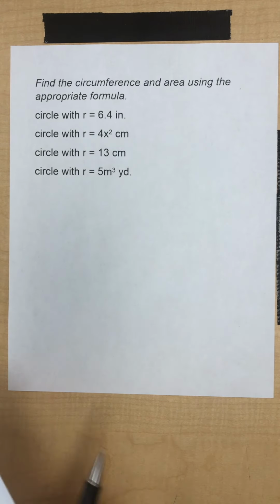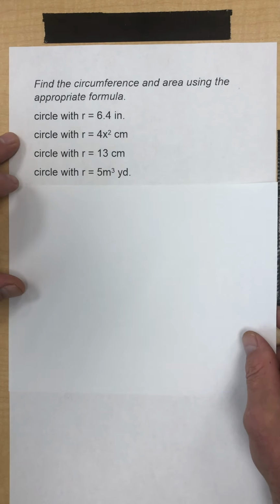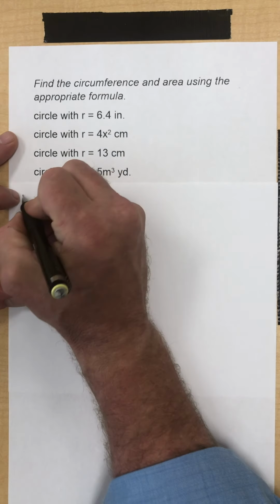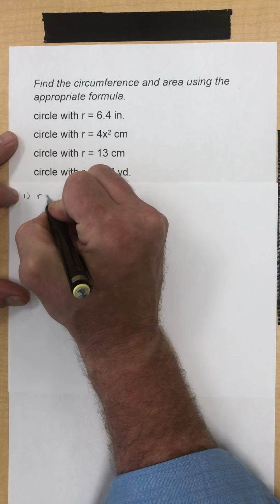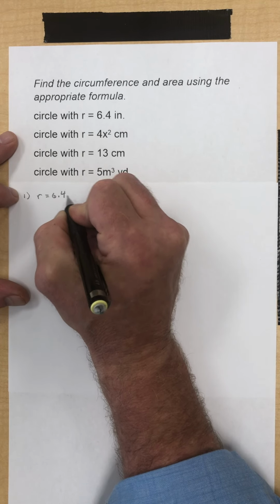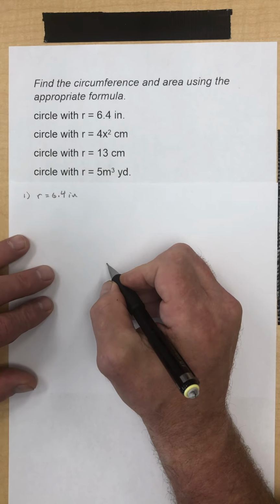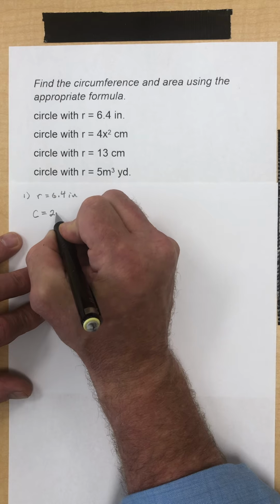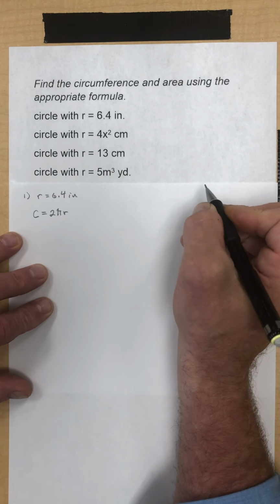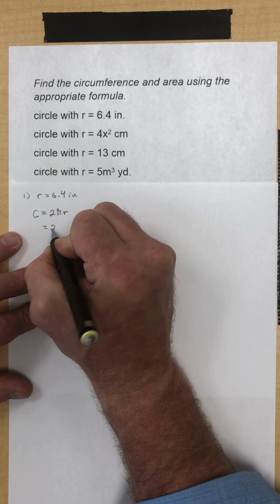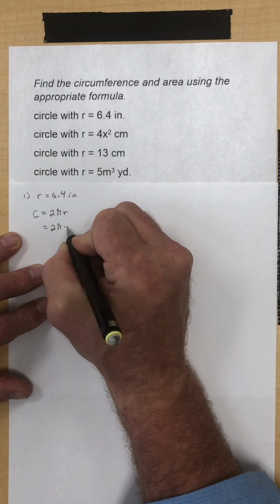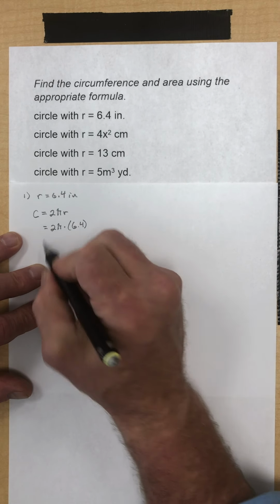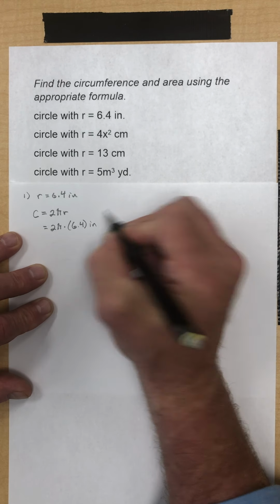So let's start with that first one. I have a circle and the radius is 6.4 inches. I'm going to do the circumference first. Circumference is 2 pi times the radius. So in this case we get 2 pi times 6.4. And circumference is like perimeter, it's linear units, so that's just in inches.